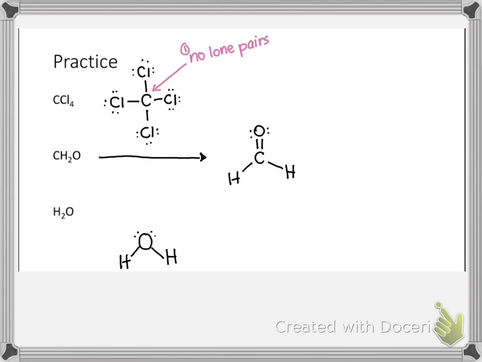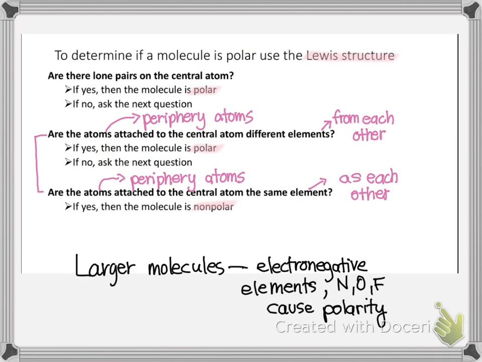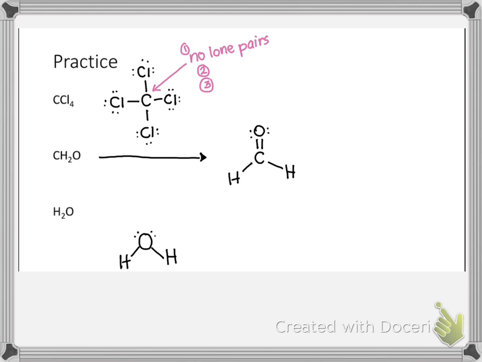So now I go to the second and third questions together. I ask, are the atoms attached to the central atom different from each other? If so, it's polar. Are they the same as each other? Then it's nonpolar. So I look and it's chlorine, chlorine, chlorine, chlorine. So they're the same as each other.